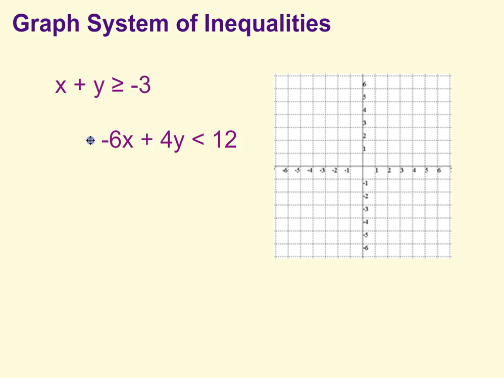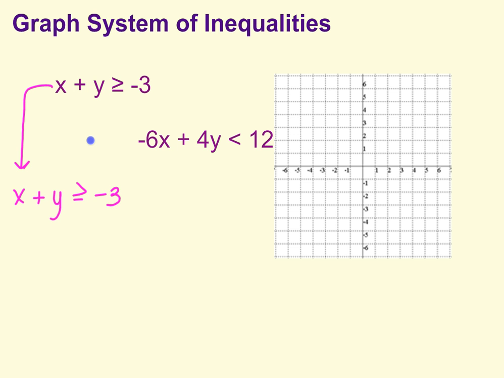I'm going to move this one over so I can focus on the first one. This is not ready to graph because we do not have y by itself. So remember, we always have to solve for y before we do any graphing. Get the x over to the other side with addition or subtraction. Y is greater than or equal to negative x minus 3. So that one is ready to go.